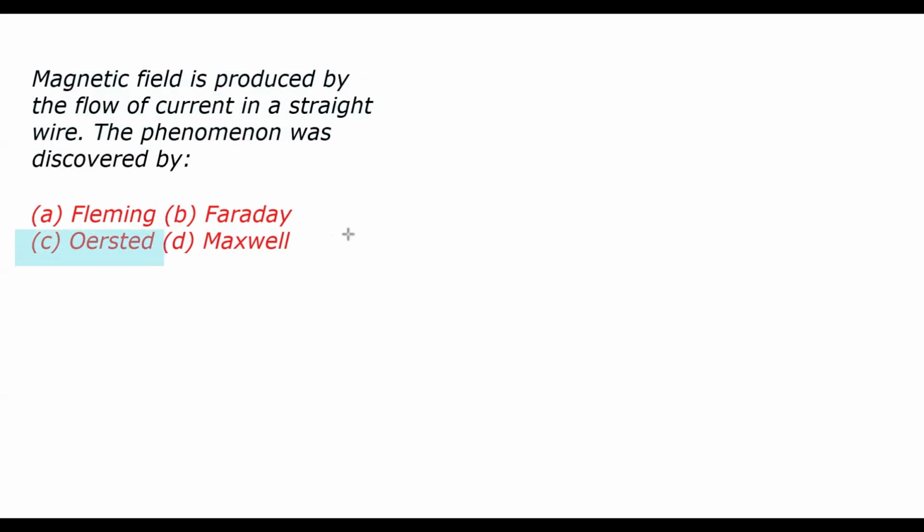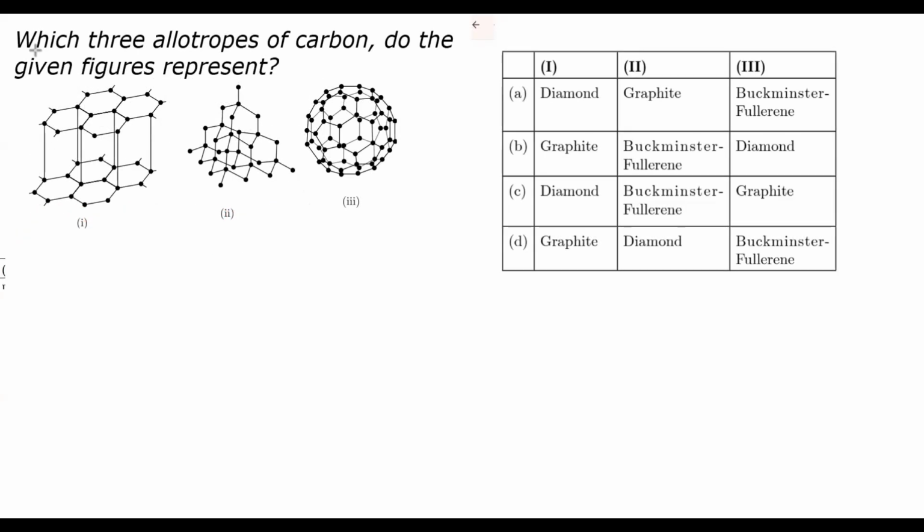So Hans Christian Oersted, I think in 1820, was the first person to observe that a current carrying conductor behaves like a magnet. But the confusion is that many of you actually think they are asking for the direction. The direction of the magnetic field was given by Maxwell, that is, we know it as the Maxwell screw rule for a straight current carrying conductor. But over here, the correct answer is option C.